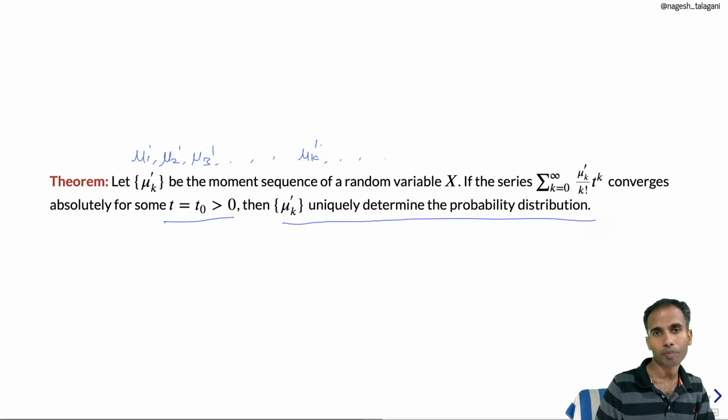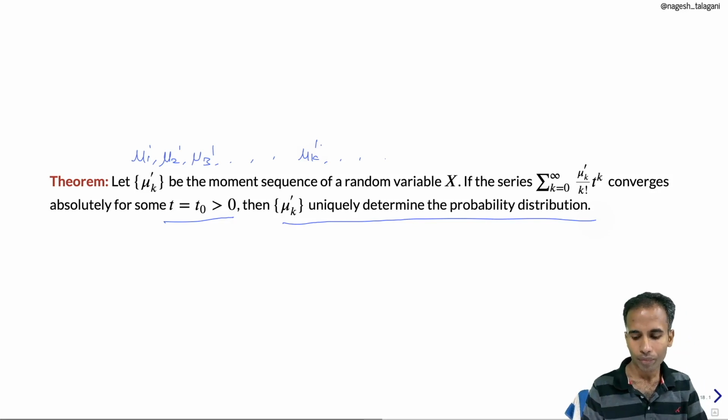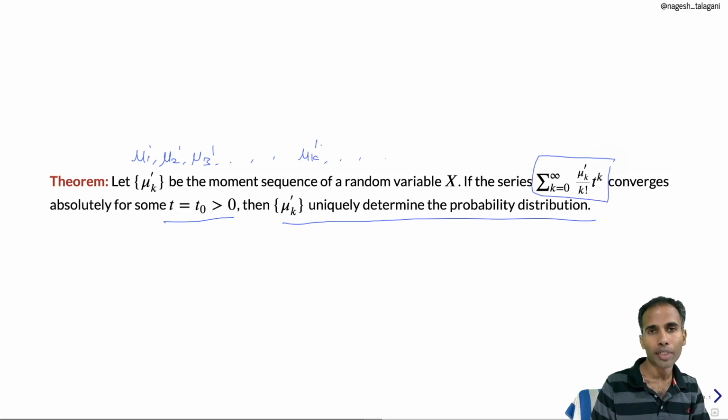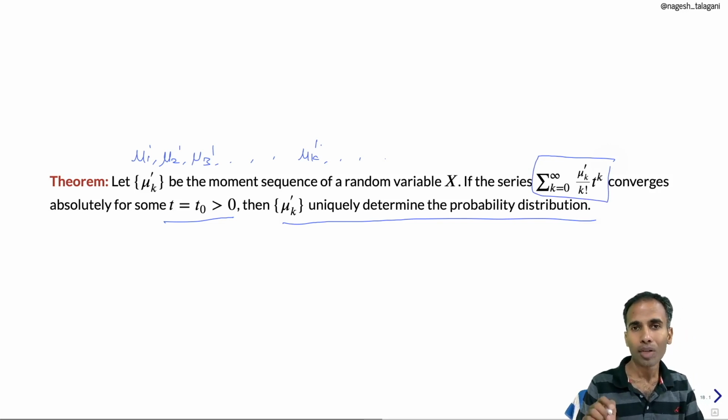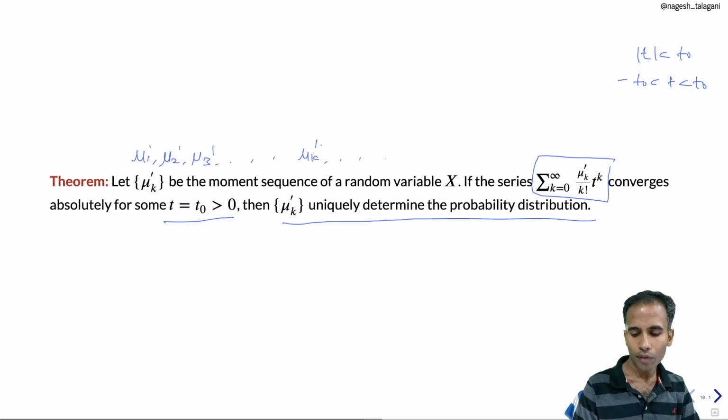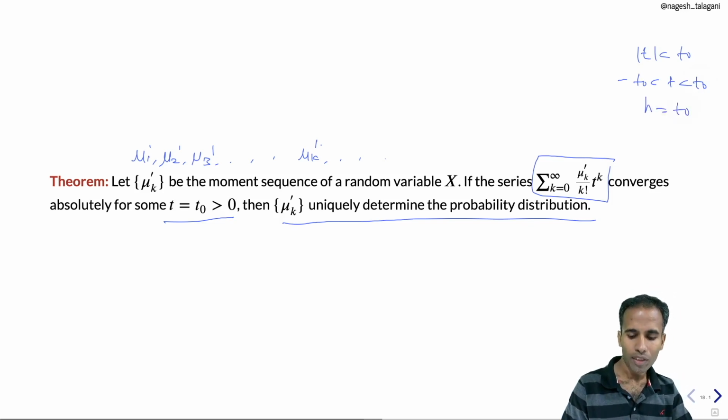probability distribution. Here we should know one thing. If this power series converges absolutely for some t equal to t naught, then this power series must converge absolutely for all t for which mod t is less than t naught. That means this power series converges for all t in the interval minus t naught to t naught. If you take your choice of h to be t naught, this power series converges for all t in the interval minus h to h.